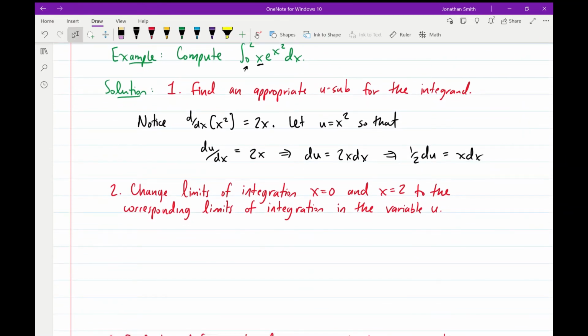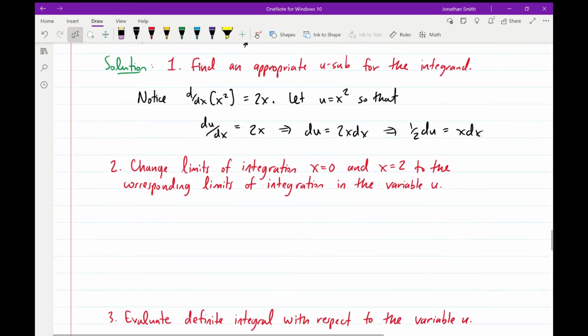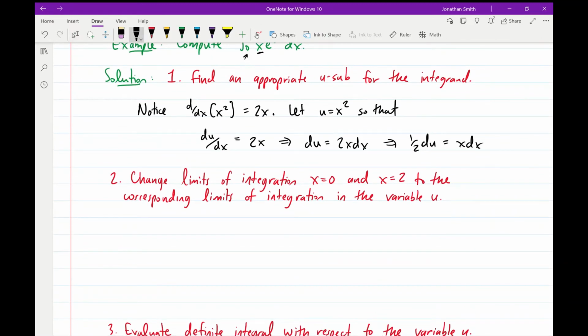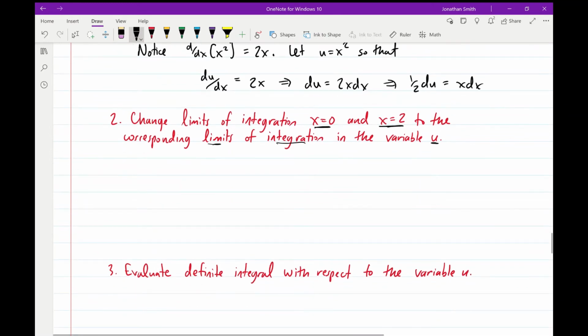But if we're going to substitute in for the integrand in terms of u, we first need to take the limits of integration, x equals 0 and x equals 2, and change them to the corresponding limits of integration in the variable u. So let me show you how to do that.